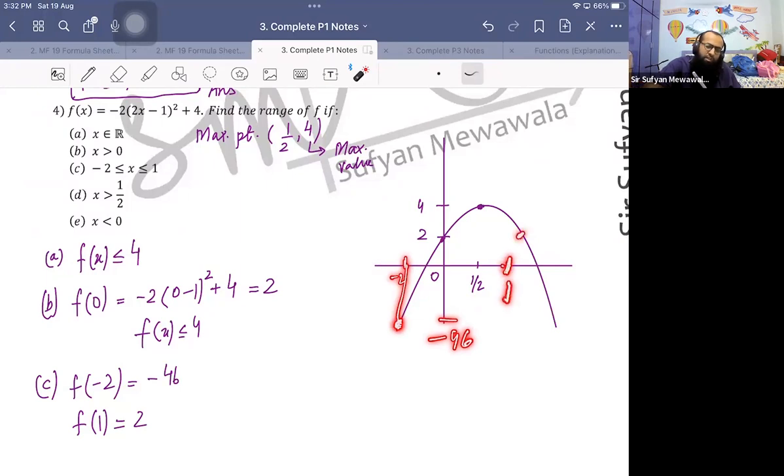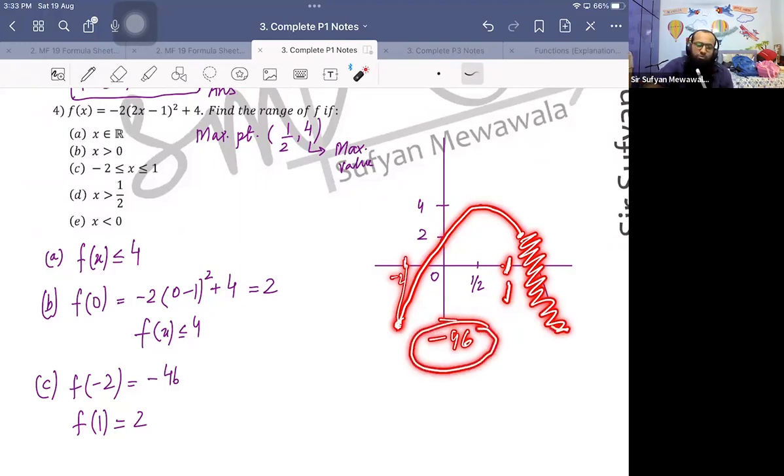From here till here the curve will be valid now. This part is no longer valid. So based on this part, tell me what is the minimum value. Minimum value is -46. What is the maximum value? The maximum value is 4.